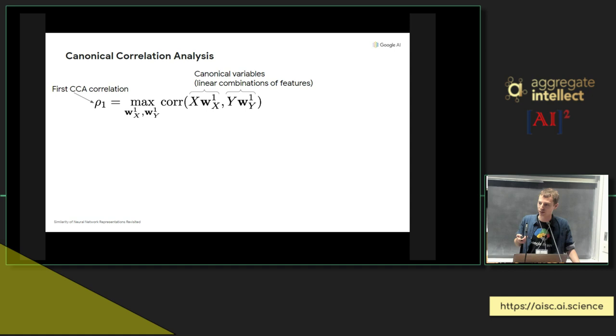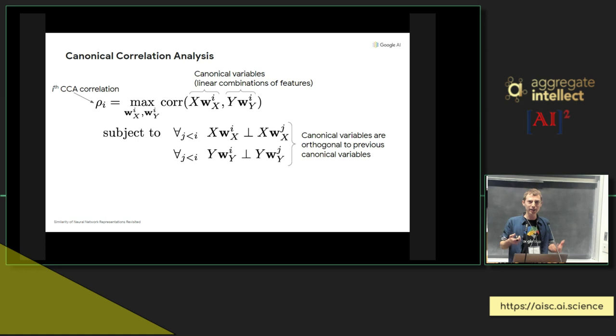We can compute further CCA correlations by doing exactly the same thing with the restriction that these new linear combinations of features have to be orthogonal to the previous linear combinations of features. So that's how CCA works.